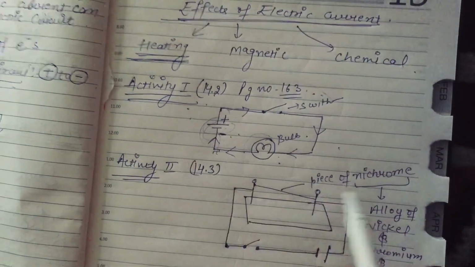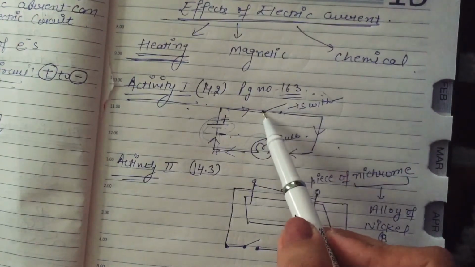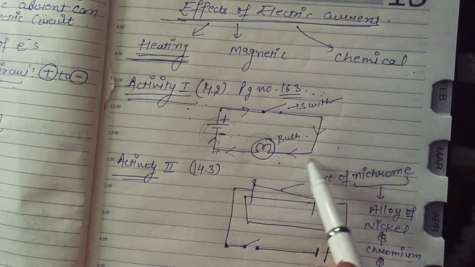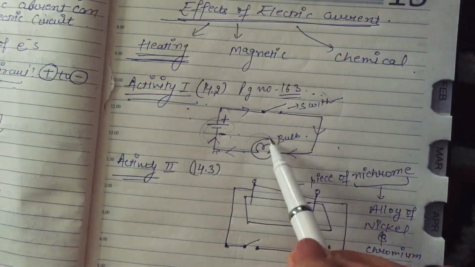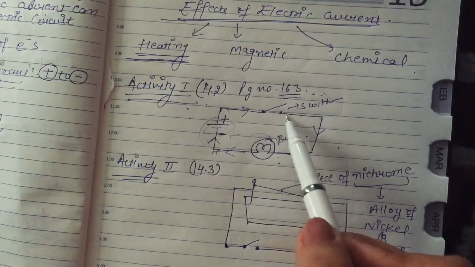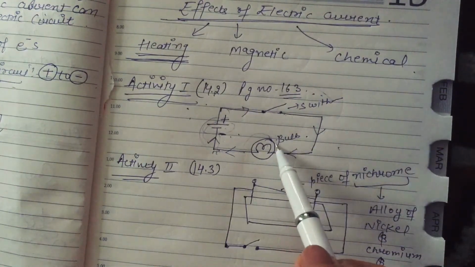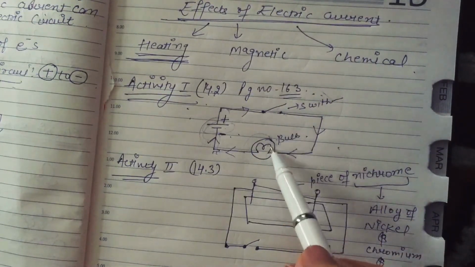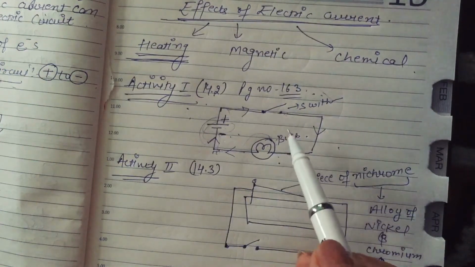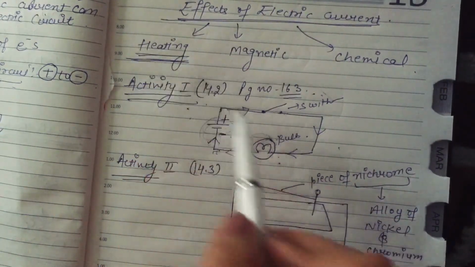Okay, so after switching it on, the current will flow and you have to touch the bulb. It will become hot. Okay, and after switching off it will again become cold. Whenever you switch it on it becomes hot, and when you switch it off it becomes cold. So that represents the heating effect of electric current.